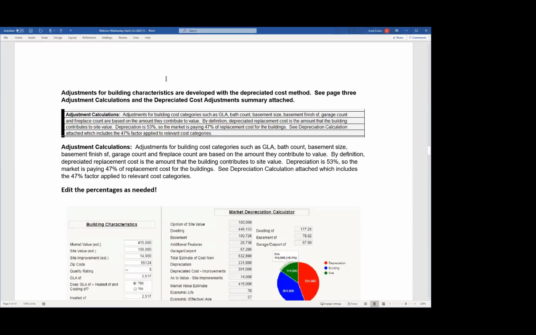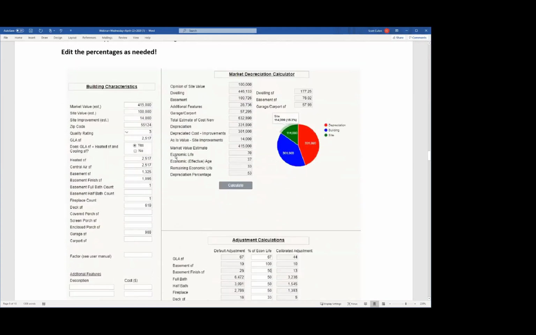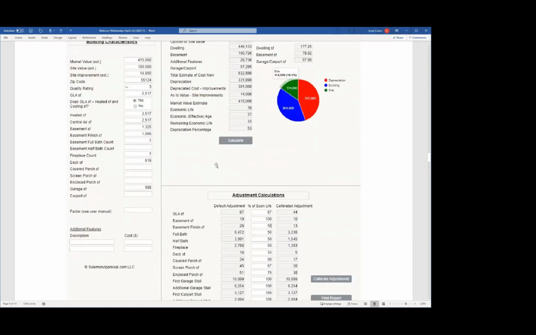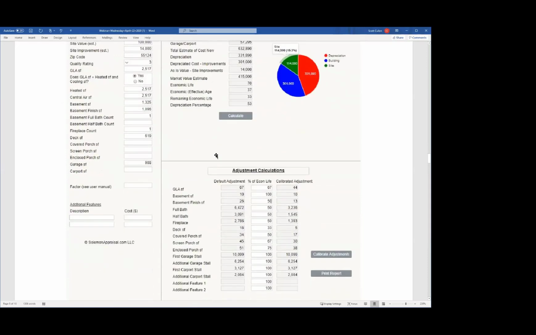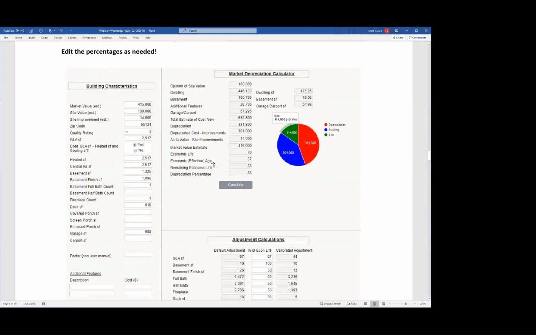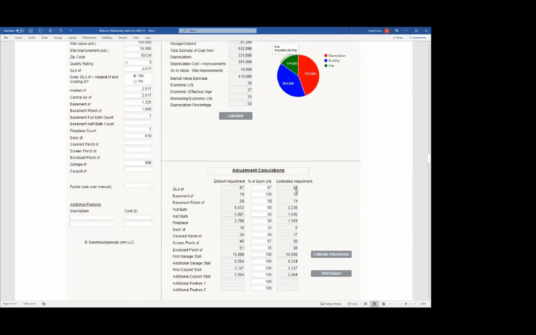And I just tell them that's what I'm doing. The contribution of the building is 47% of replacement cost. And then I also refer them to a page in the report. I just take a screenshot of this and put it in the report as a page that says, I think I labeled this depreciated cost calculations. So I give them a screenshot of this, and they can see my adjustments.